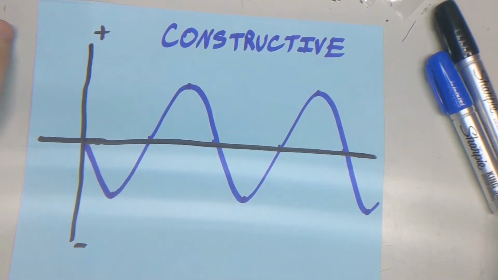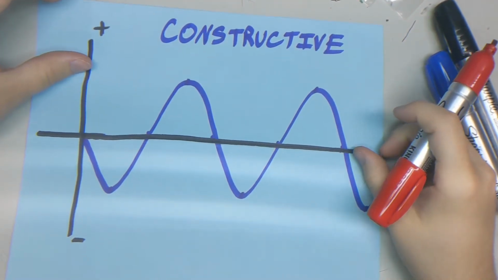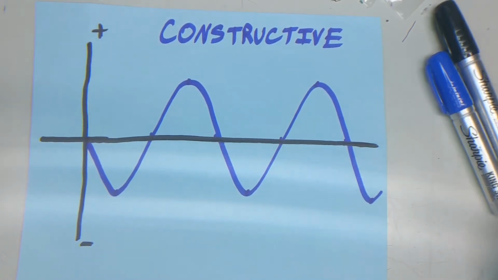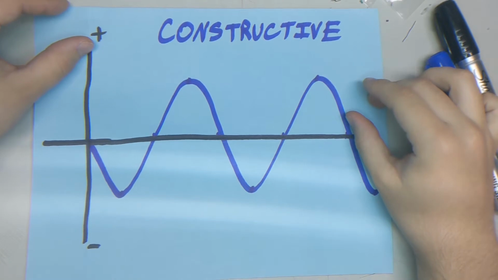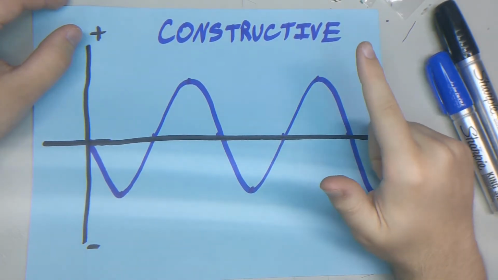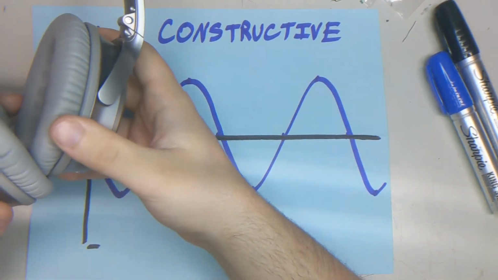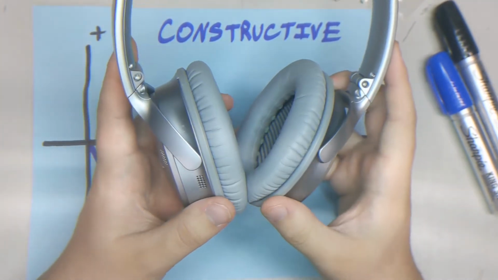Okay, so for my physics experiment, I decided to investigate different types of interference with waves. Today I'm going to explain the two types, and we'll do some demonstrations for them. The two types are constructive and destructive interference, and then we'll also take a look at how a pair of noise-canceling headphones works.